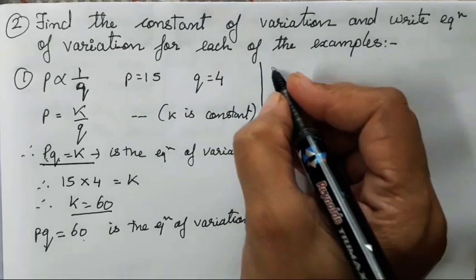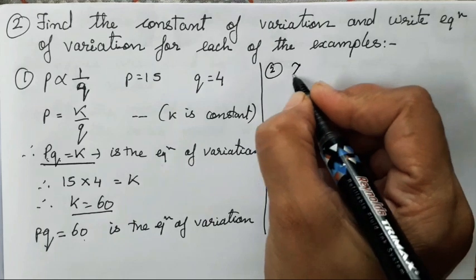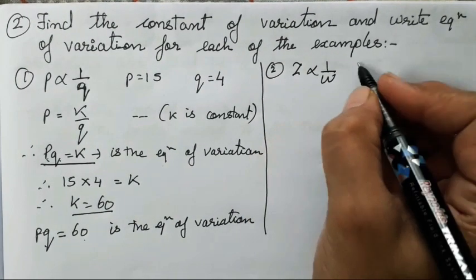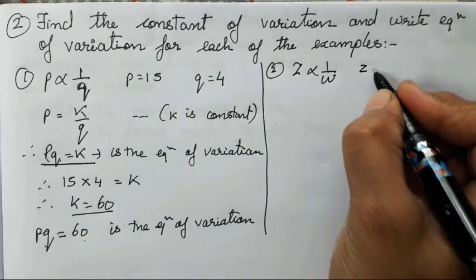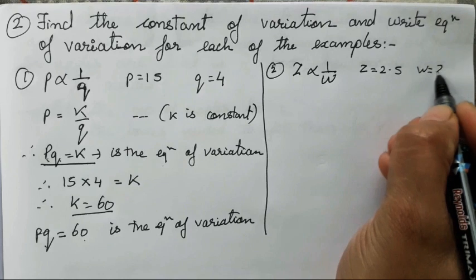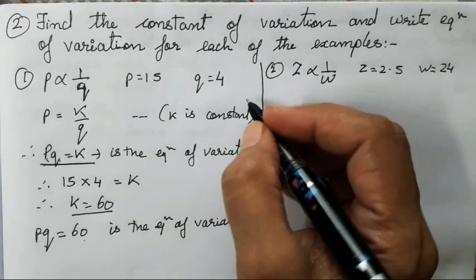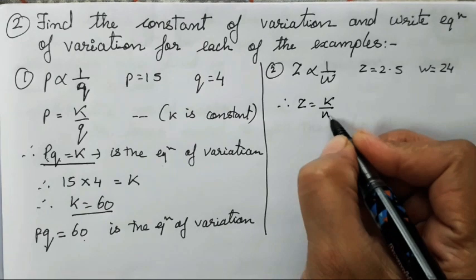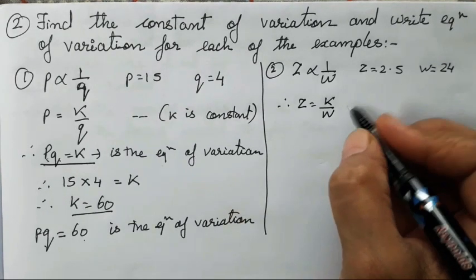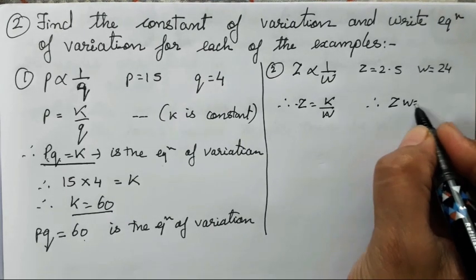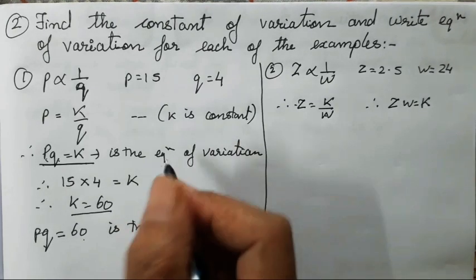Next, the second sum I will solve over here only. That is Z inversely proportional to 1 upon W, and Z is equal to 2.5, W is equal to 24. So therefore Z is equal to K upon W. Okay. Therefore ZW is equal to K, where K is constant.